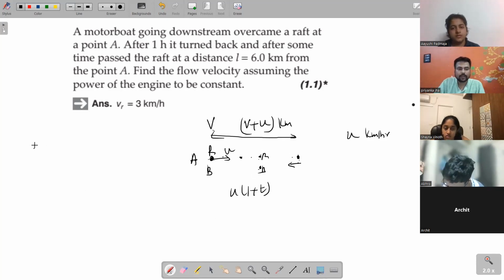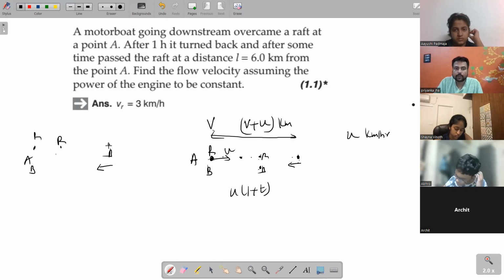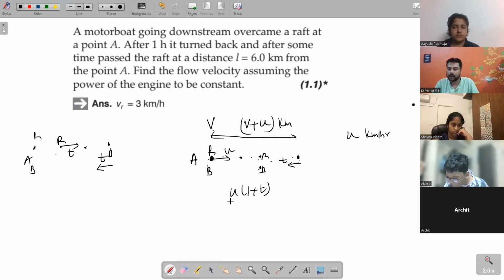See, A is the point where the raft and boat were initially. For 1 hour, the boat will travel. Suppose the boat came here. The raft will also travel, so the raft has come here after 1 hour, right? After 1 hour, the boat will turn back. For some time the boat will travel and come here. In the same time, the raft will also come over here. So that is the amount of time taken for the boat from here to here. Understood?